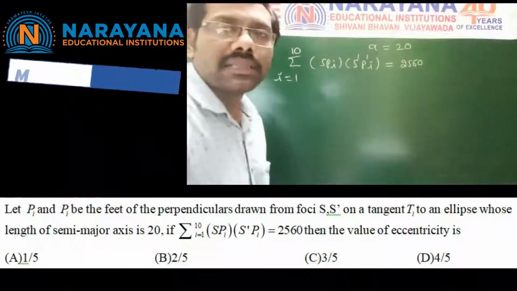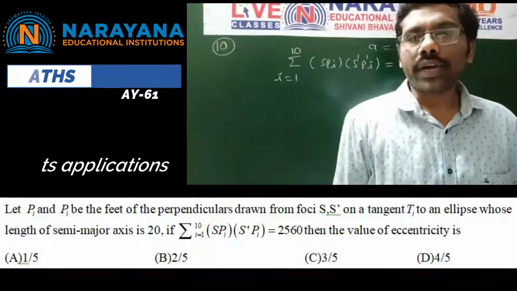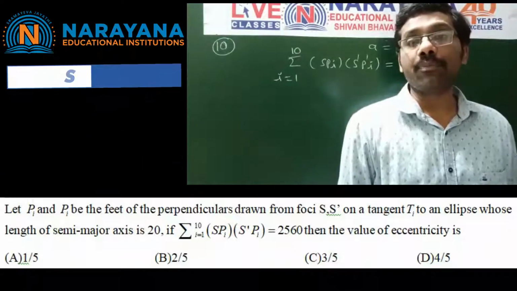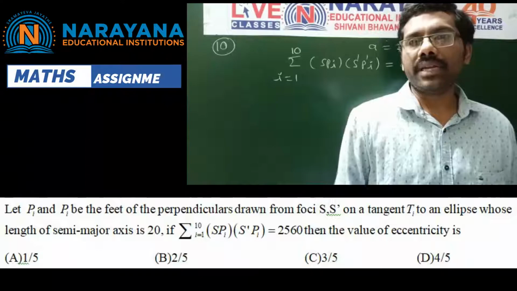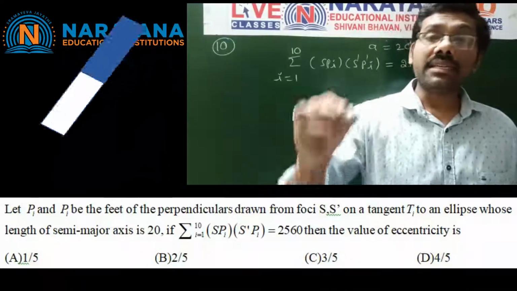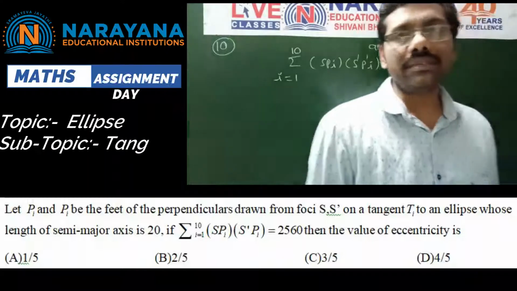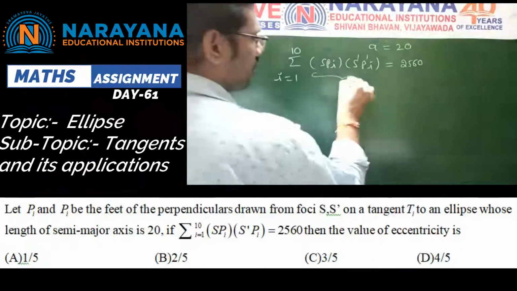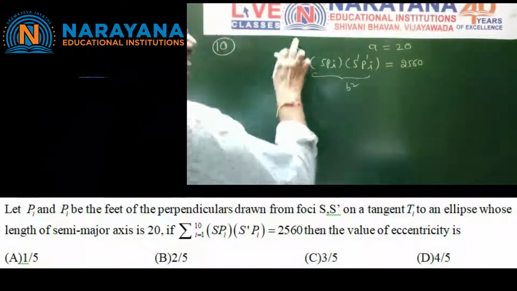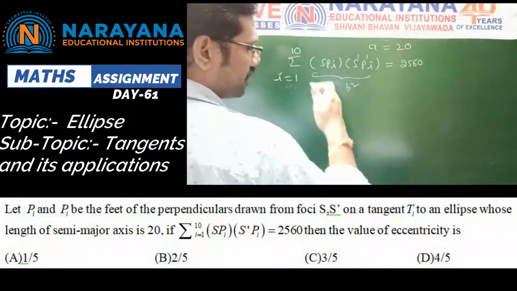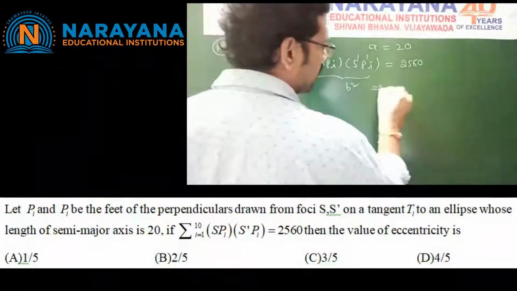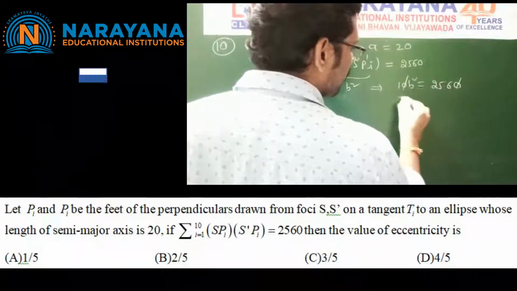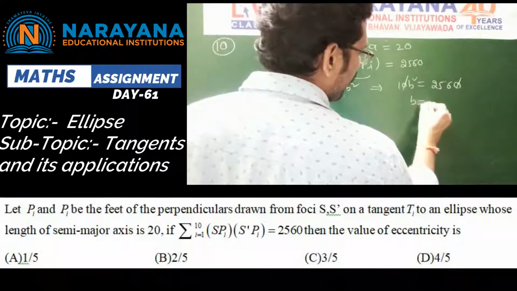We know that the product of the perpendicular distances from the foci to any tangent on the ellipse x square by a square plus y square by b square is equal to 1 is b square. For a type 1 ellipse it is b square, for a type 2 ellipse it is a square. This is a type 1 ellipse, so it is b square. The sum from i equal to 1 to 10 of b square means b square added 10 times, that is 10 b square. 10 b square is equal to 2560. The zeros cancel, so b square is equal to 256, and b is equal to 16.